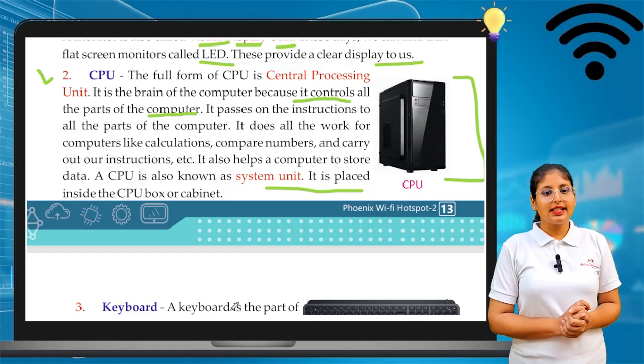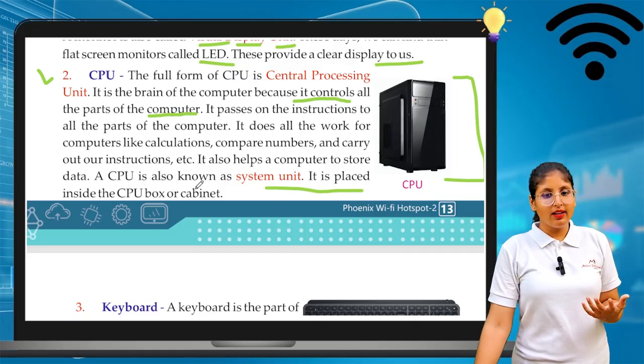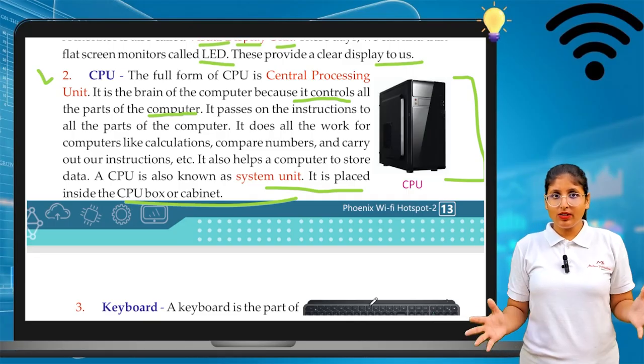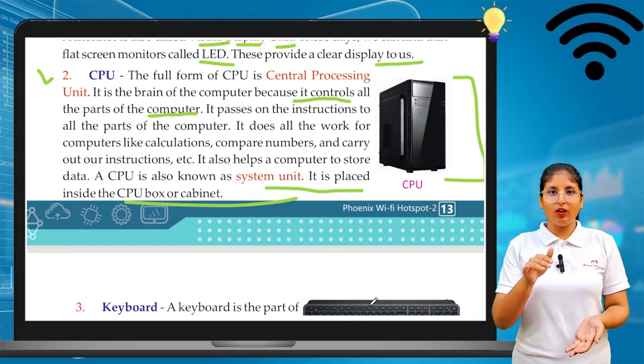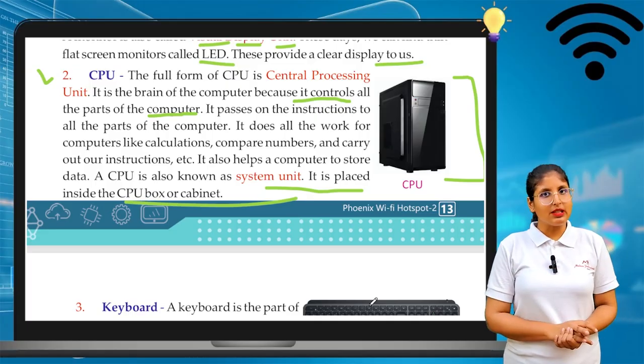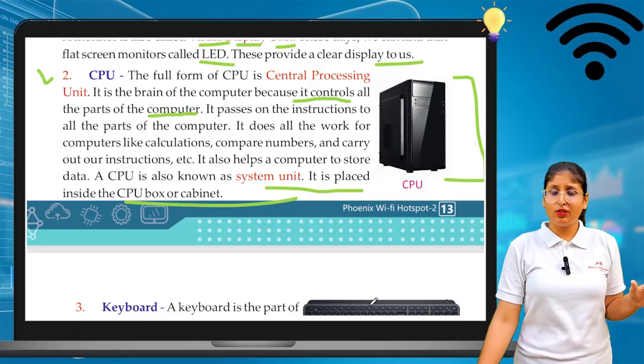It is placed inside the CPU box or cabinet. So the CPU is also clear.